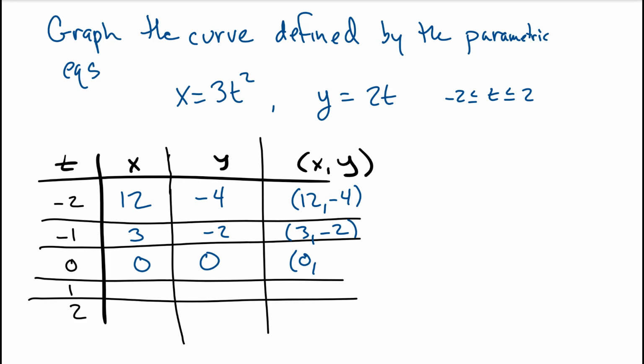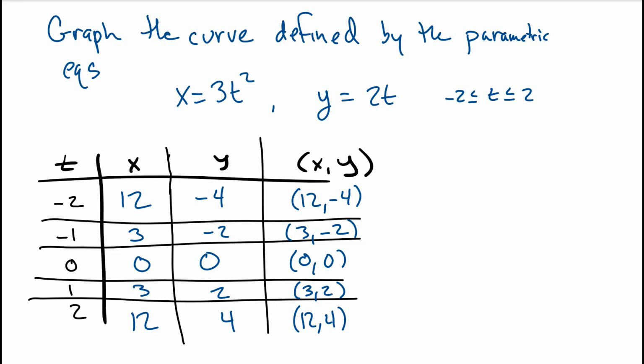0, 0. Just filling in this table, we're still going to get 3. This is going to pop out a 2. Next one's still going to be 12 because we're squaring that, and that's going to be a 4. So there we go. Look at all that collection of points. We got 5 points right there. I'm pretty sure we could graph this thing up.